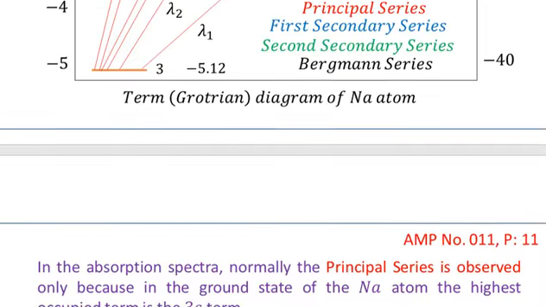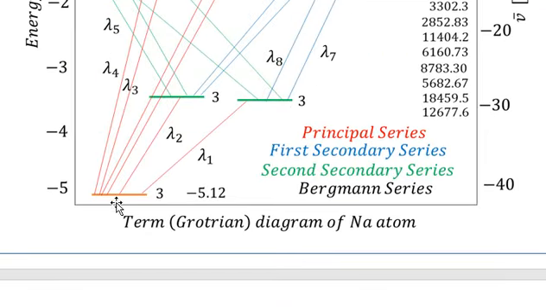What is the meaning of resonant lines? If you excite the atom from the 3s level to the 3p level, it will come back to the previous state, giving off the same wavelength or the same energy. Such levels are called resonant levels. So here the 3s and these two 3p levels are the resonant levels.